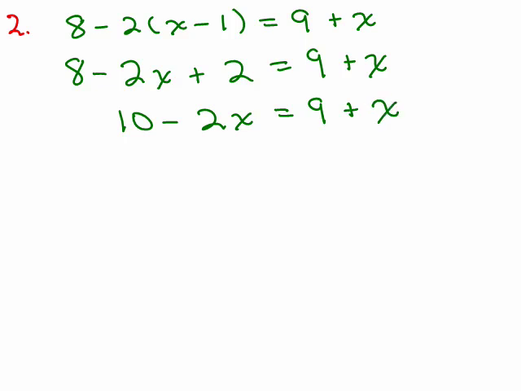So I have 10 minus 2x equals 9 plus x. Now I have to put the variables on one side, constants on the other. Again, it's up to you which side you want to have the constants on and which side you want to have the variables on. I'm going to do the same method I did before. Since the coefficient on the right side is 1 for x and the coefficient is negative 2, this is the larger coefficient. 1 is bigger than negative 2. So I'm going to add 2x to both sides.